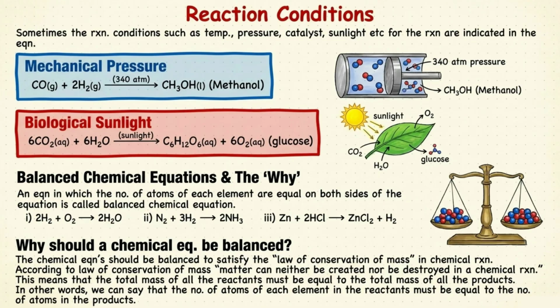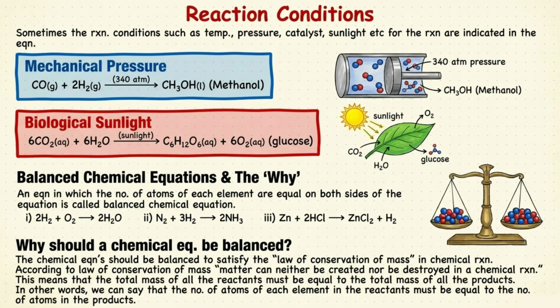Another beautiful everyday example is photosynthesis. The equation is 6 molecules of CO2 aqueous plus 6 molecules of H2O. Above the arrow, we write the required condition, the word sunlight. Without the energy from biological sunlight, the reaction fails. But with it, the arrow yields glucose, which is C6H12O6 aqueous plus 6 molecules of O2 aqueous.